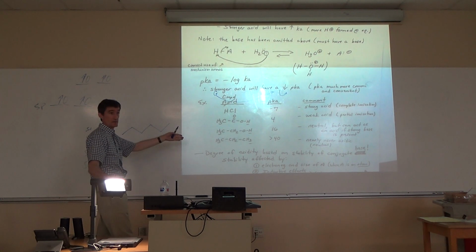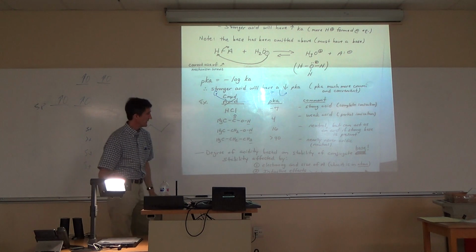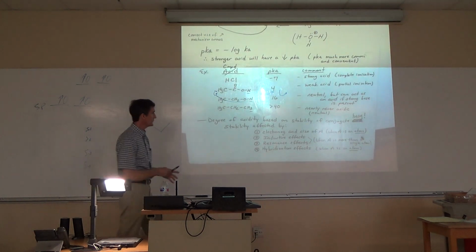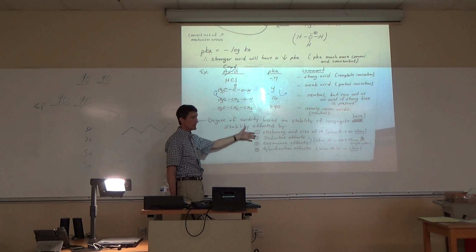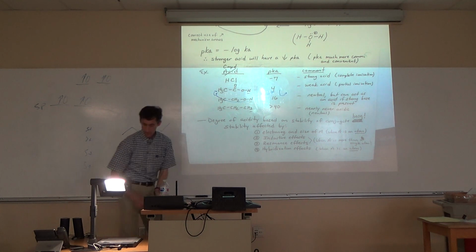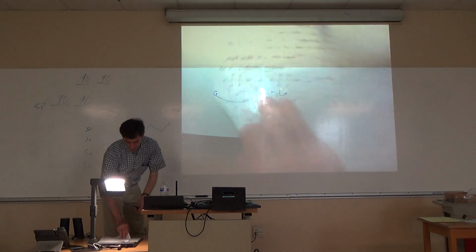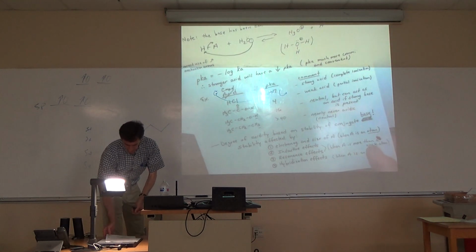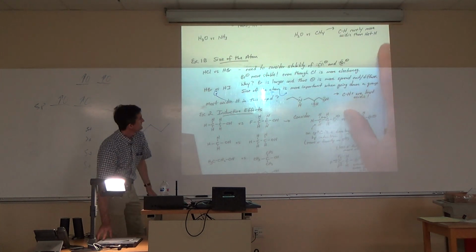But why? Why is this more acidic? That's what we need to look at. And the why is based on these four things. Let's look at each of these four, sort of like we looked at the four things of IMFs. One is electronegativity and size of the atom grouped together.